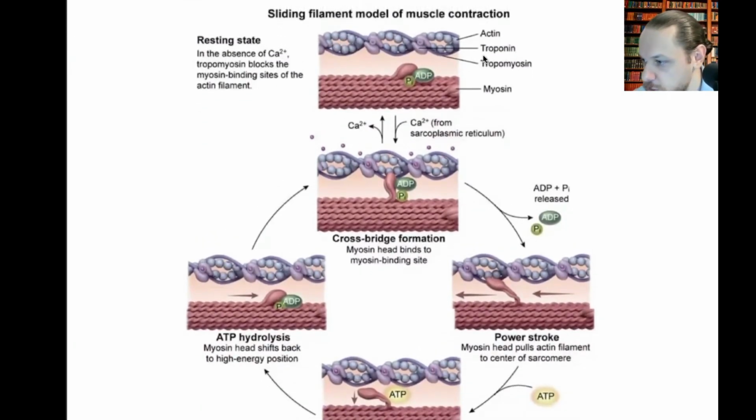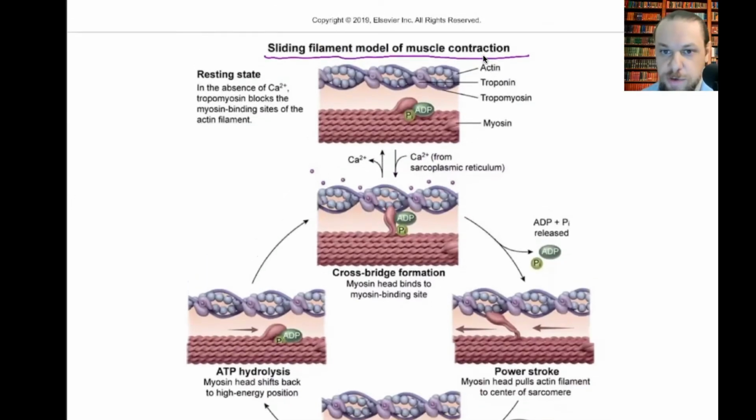So this whole process is called the sliding filament model. It's called sliding filament because the two filaments, actin and myosin, slide on each other, right? Resting state: no calcium is present. Why is no calcium present? Because the action potential hasn't come yet. It's not cross bridging, and we see that the tropomyosin is blocking the actual docking points of myosin.